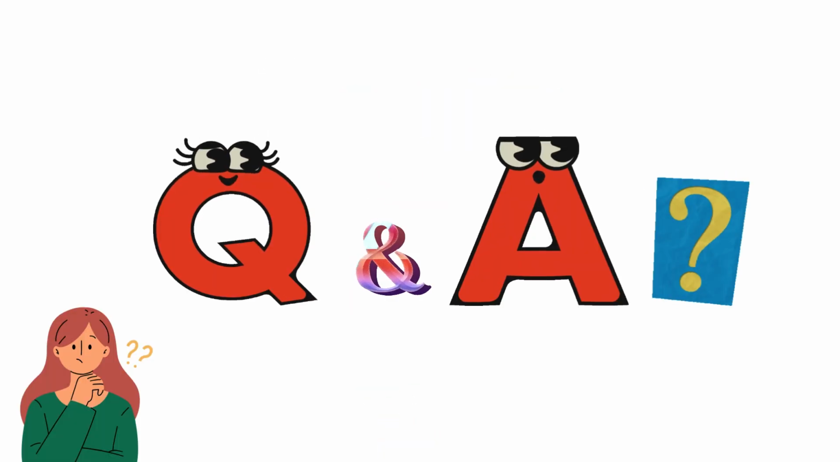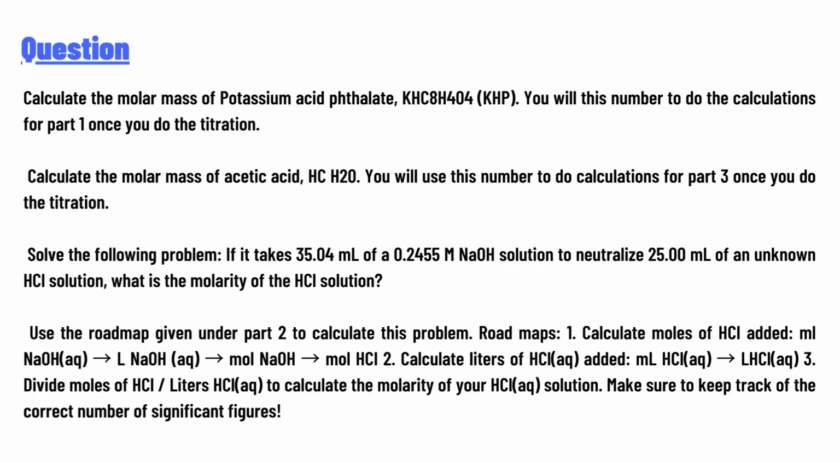Our question today is: calculate the molar mass of potassium acid phthalate, KHC8H4O4, KHP. You will use this number to do the calculation for part 1. Once you do the titration, calculate the molar mass of acetic acid, HC2H3O2. You will use the number to do the calculation for part 3.